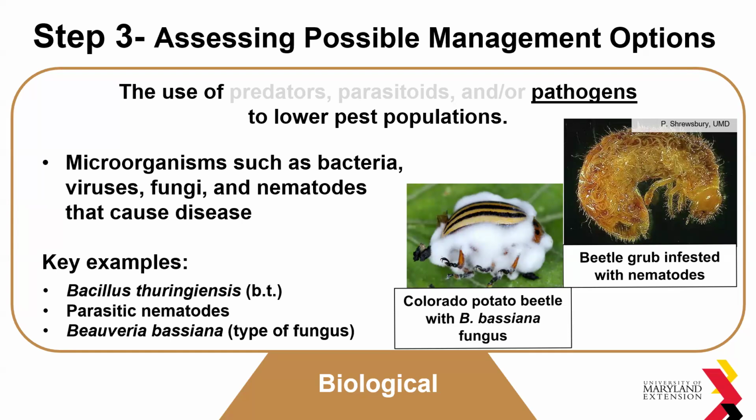We also have things like Beauveria bassiana, which is a type of fungus. We can see it impacting this Colorado potato beetle in the middle. Then on our far right, we have an example of nematodes inside of a beetle grub. So all of that spaghetti-looking substance inside of our beetle, kind of gross, but really interesting, are individual nematodes that are attacking this particular grub.